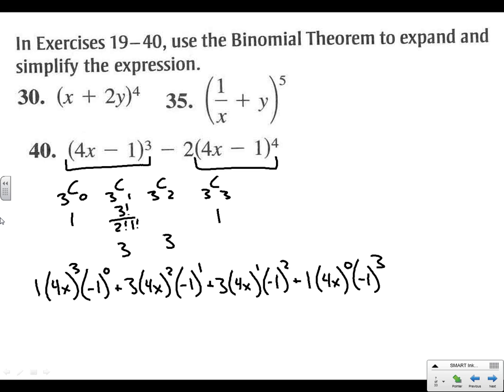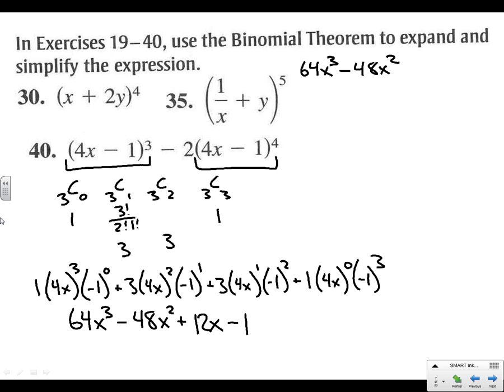Clean this up. 4 cubed is 4 times 4 is 16, times 4 again is 64, x cubed, and we've got 4 squared is 16 times 3 is 48, and a negative 48x squared. And (-1) squared is positive, so we'll say plus. 3 times 4 is 12. And then minus, (4x) to the 0 is 1, so just minus 1. All right, I'm going to put this up here so we can hang on to it. 64x to the 3rd, minus 48x squared, plus 12x minus 1.